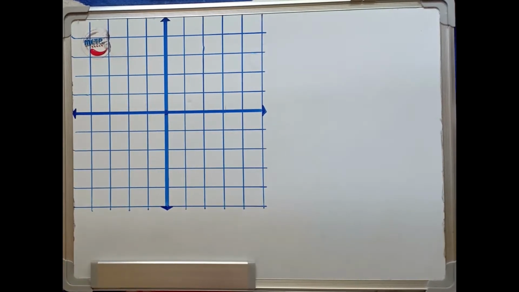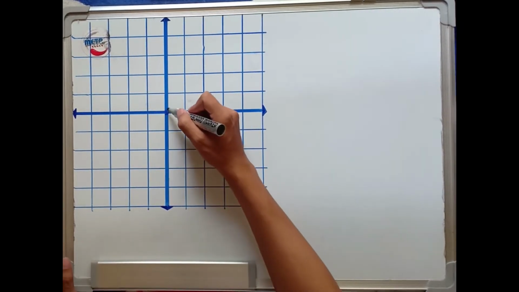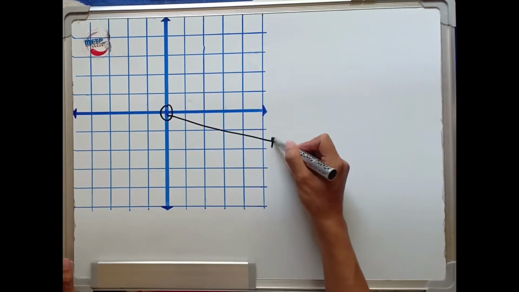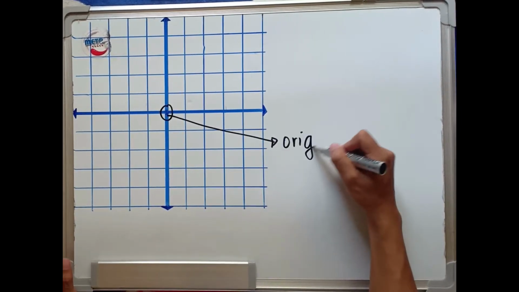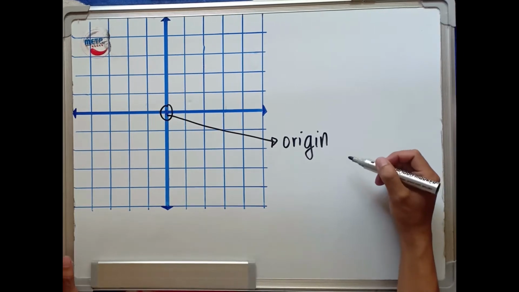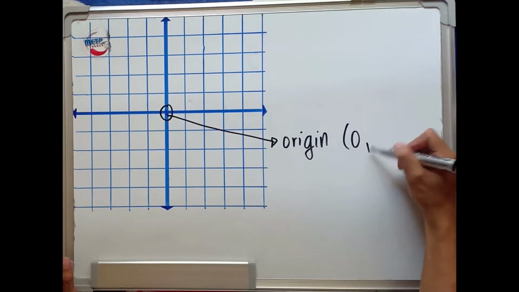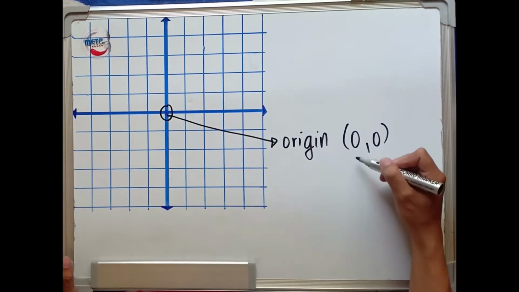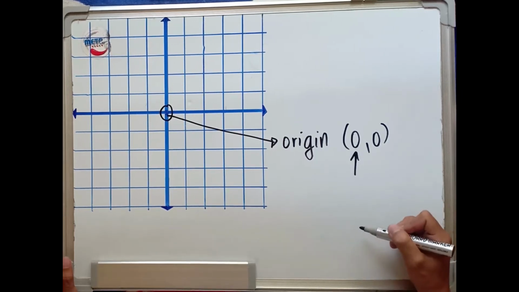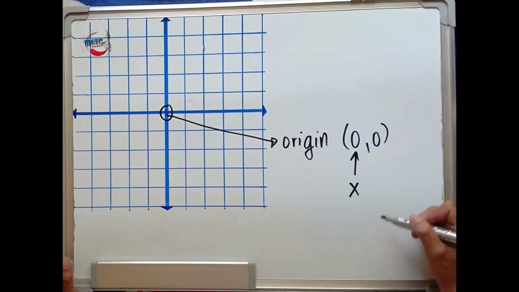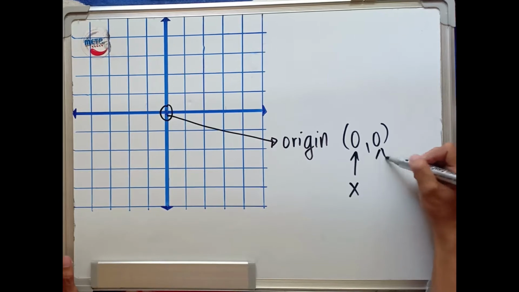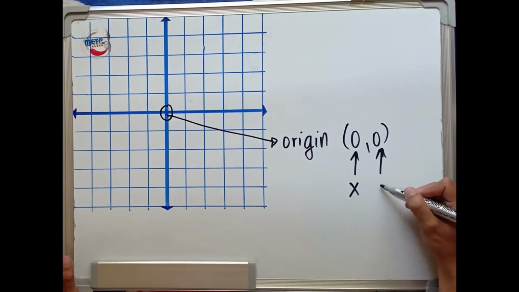So what are the parts of Cartesian plane? Now this one is your origin. Origin has the point 0 and 0. Okay, so this one is for the value of x, and the second one is for the value of y.